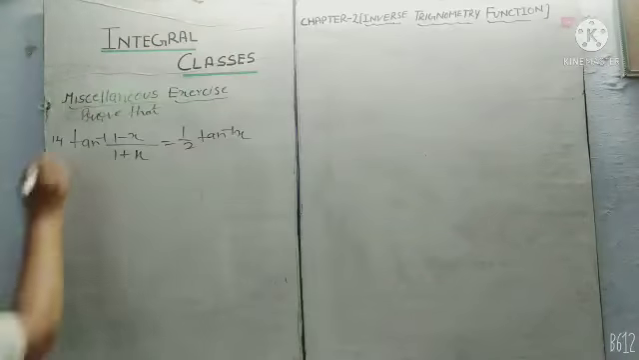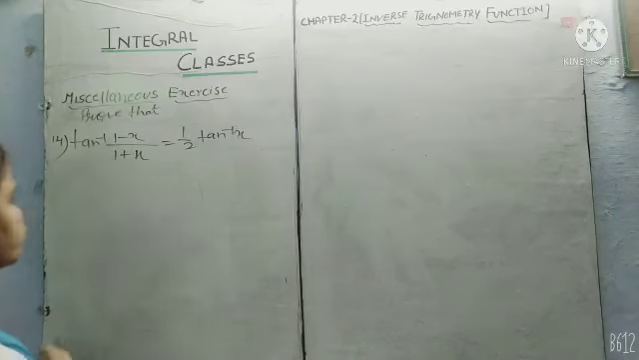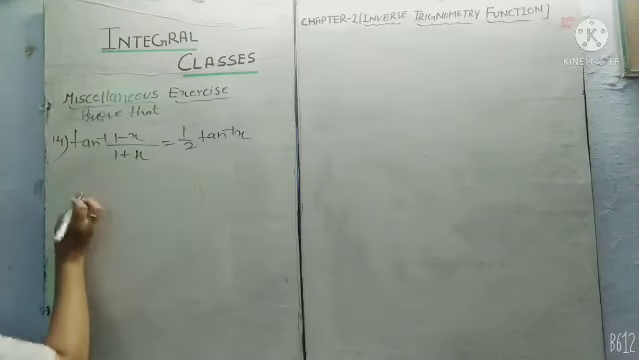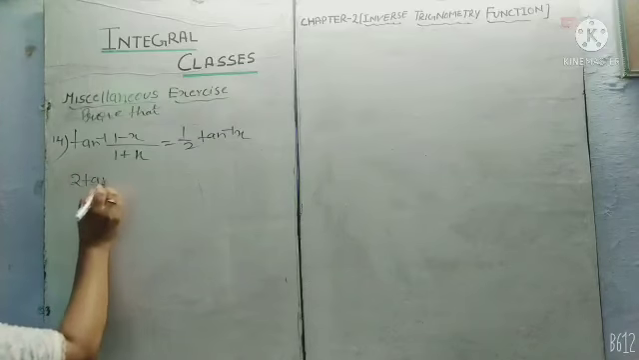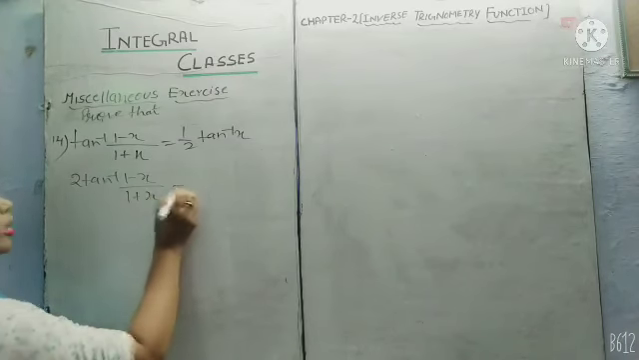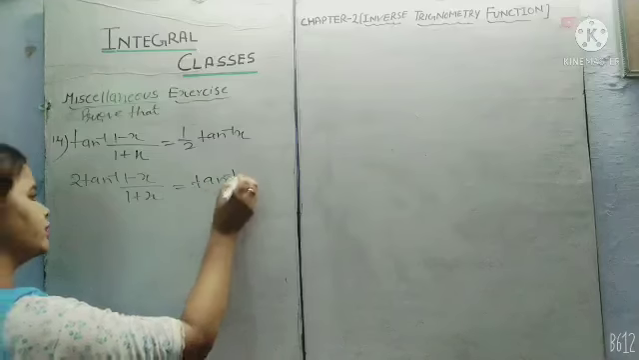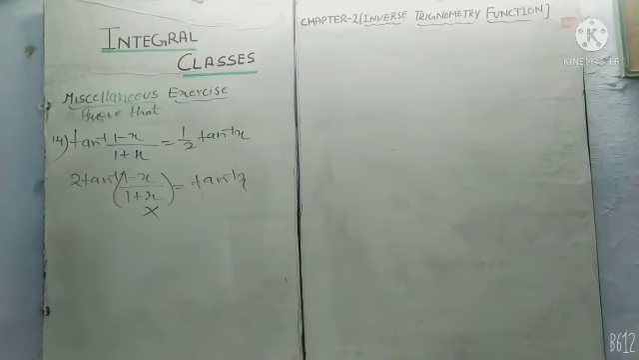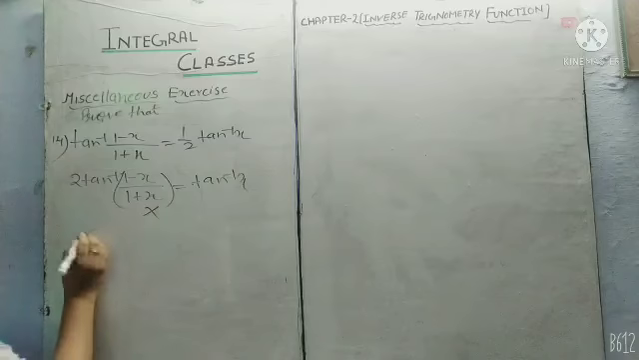Question number 14. We will find the value of x. So student, first we will transpose 2 to the other side. Then it will become 2 tan inverse (1 minus x upon 1 plus x) equals tan inverse x. Now suppose it is capital X. So what is the formula for 2 tan inverse X?